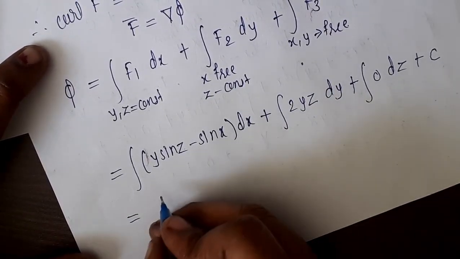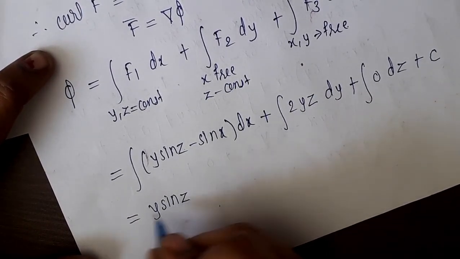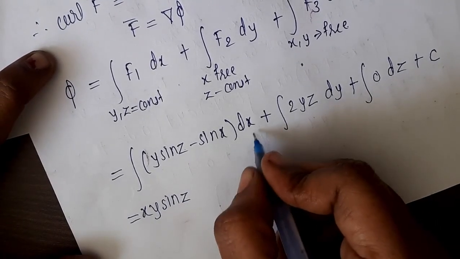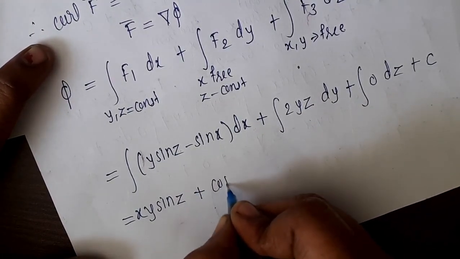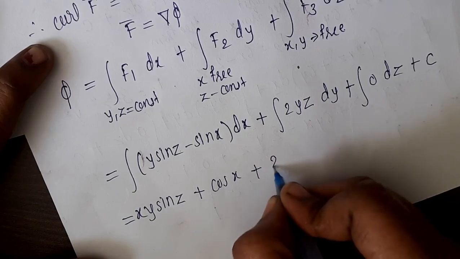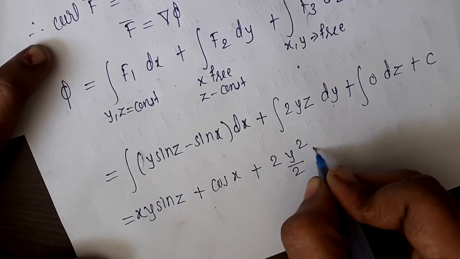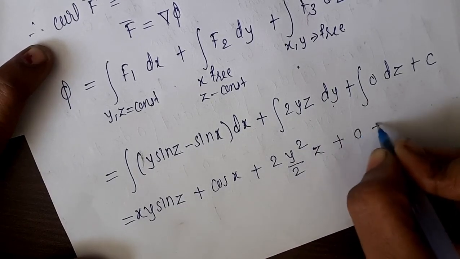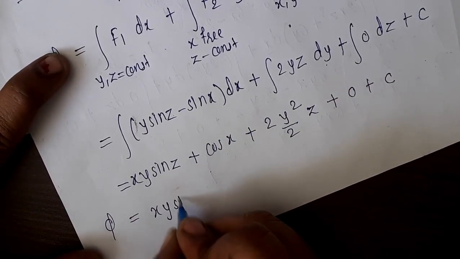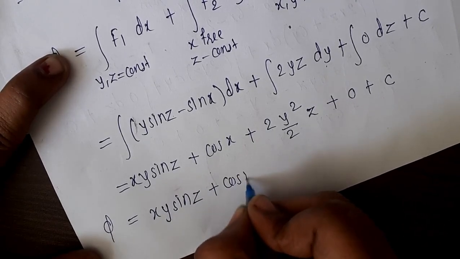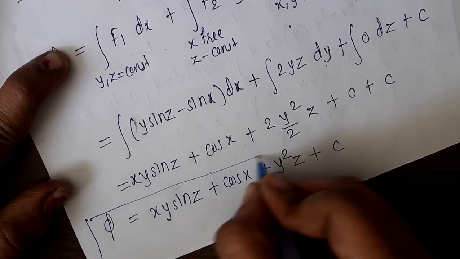Find out its integration. Integration of y sin z with respect to x: y sin z is constant, and integration of dx is x, minus integration of sin x, which is minus cos x. So this becomes plus cos x, plus 2 times the integration with respect to y, so it is y square by 2 into z, plus 0 plus c. Now phi we obtained is xy sin z plus cos x plus y square into z plus c. So this is our scalar potential.